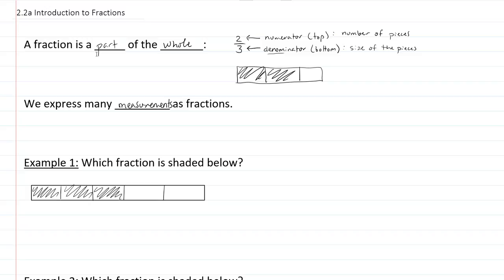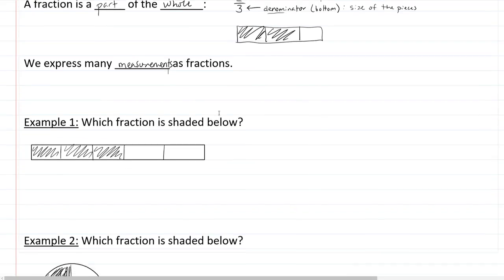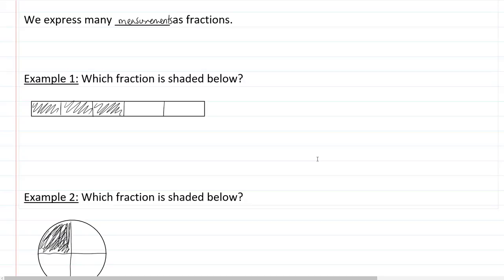And these naturally occur in working with cars or anything you measure, because not everything will be as large as a whole inch or a whole centimeter or whatever you're measuring in. You won't always get nice and clean whole numbers. So let's go through a couple of examples of recognizing fractions and turning shapes that we see into writing them as fractions. So which fraction is shaded below?